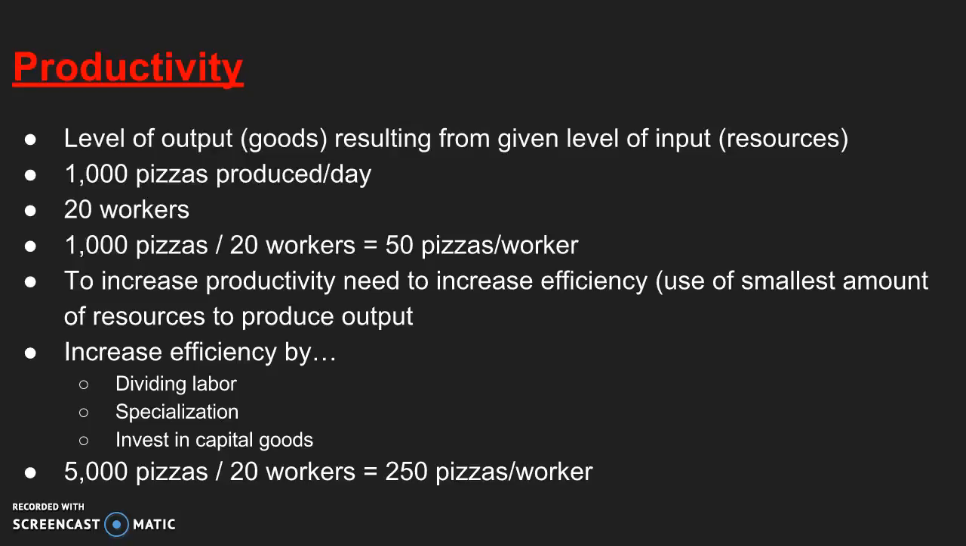You can invest in capital goods. Also going back to our pizza activity, you could buy a machine that pre-cuts the pizza dough, like we bought there, and that investment in capital goods, as we saw in our pizza activity, will help you produce more pizzas.